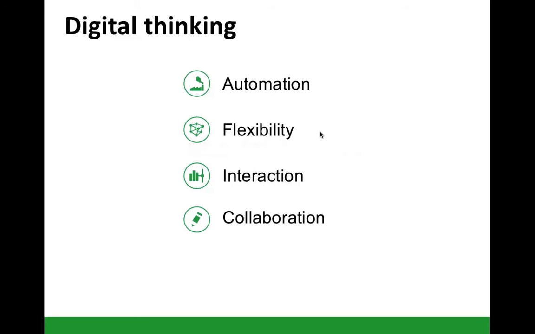So these four things of automation, flexibility, interaction, and collaboration are a combination of different people's thinking. Automation means things like e-commerce, and I think this is where we've done really well in learning and development, automating a whole lot of things like course enrollments and compliance tracking.